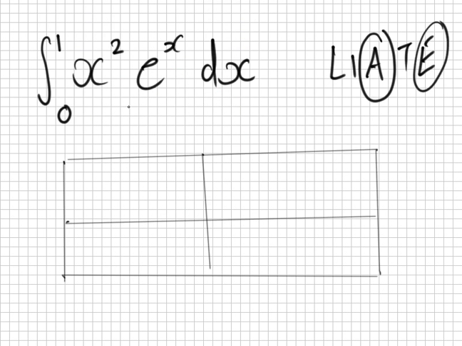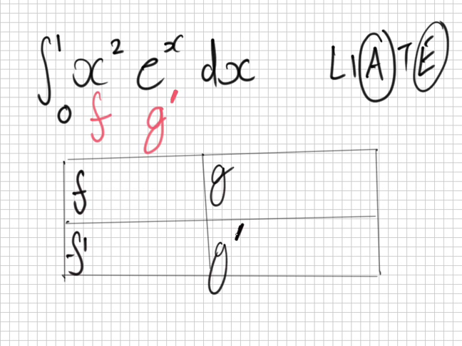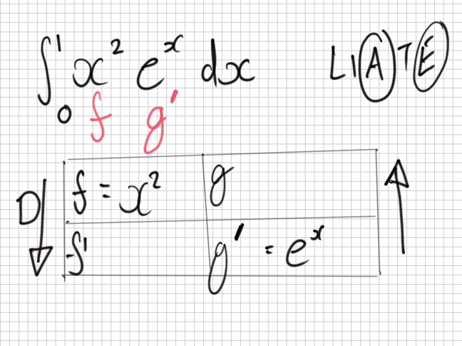And I call this here F, whereas business students you might call it U. And this one here is G derivative, or V derivative, if that's the letter you use. In the box, this is F, this is F derivative, this is G, and this is G derivative. F is x squared, and G derivative is e^x. I like doing this in a box because going down means derivative, and going up would be integration or antiderivative.